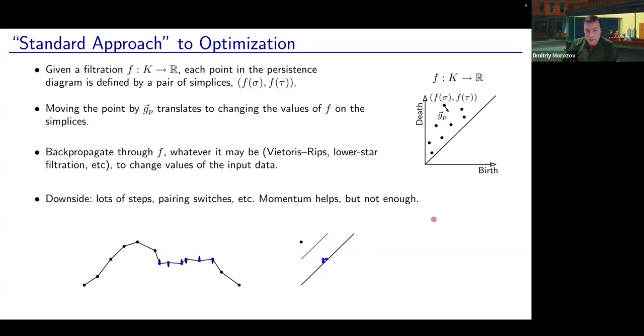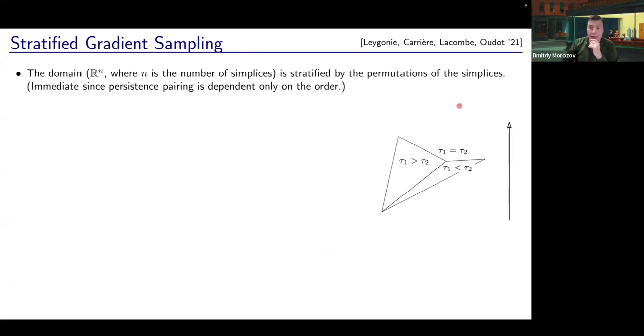There have been other, more sophisticated algorithms proposed. One particularly interesting algorithm was proposed by Lejeune, Carrière, Lacombe, and Steve Oudot. The idea is roughly the following: if you take the domain of your filtration, you can think of it as really a function on R^n, where n is the number of simplices, but the domain is stratified by the permutations of simplices. Because when you compute persistence, the only thing that matters is the order in which the simplices appear. The specific function value will affect the persistence diagram, but the pairing of the simplices, so which simplex creates a class and which doesn't, won't change, because the filtration itself won't change.